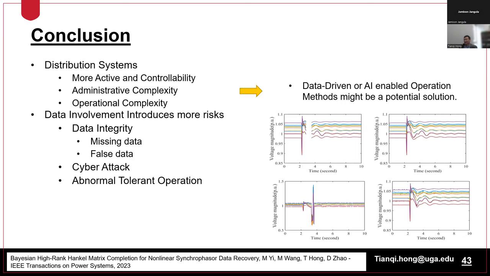However, the data involvement introduces more risks. We need to start to look at the data integrity problem. For example, we have missing data or false data, how to solve the problem. It also broadens the attack surface of the existing distribution system. We need to worry about cyber attacks. In addition, because of data integrity issues, cyber attacks, or also potential faults to the distribution system, we need to spend more effort looking at abnormal-tolerant operations during the design of the voltage regulation problems.